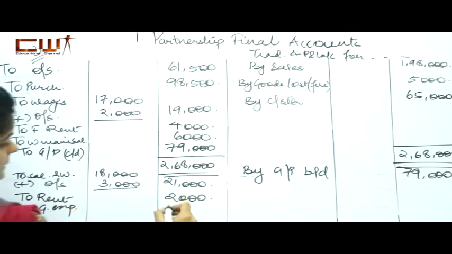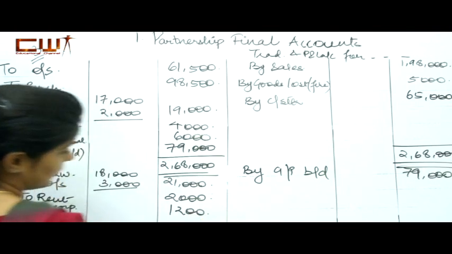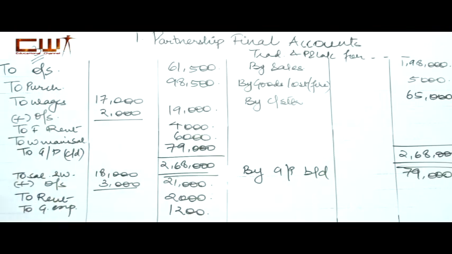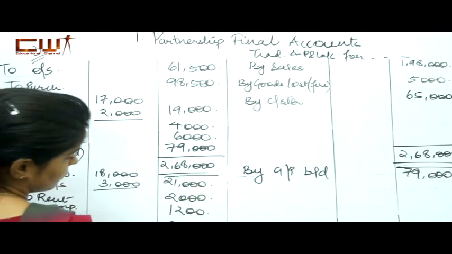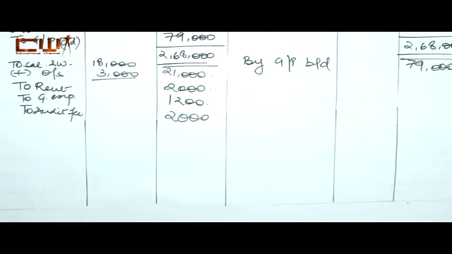To general expenses 1,200, right? Next what you have? You have the audit fee of 2,000. Audit fee you have for 2,000. Next is what? You have the bank charges as 500.